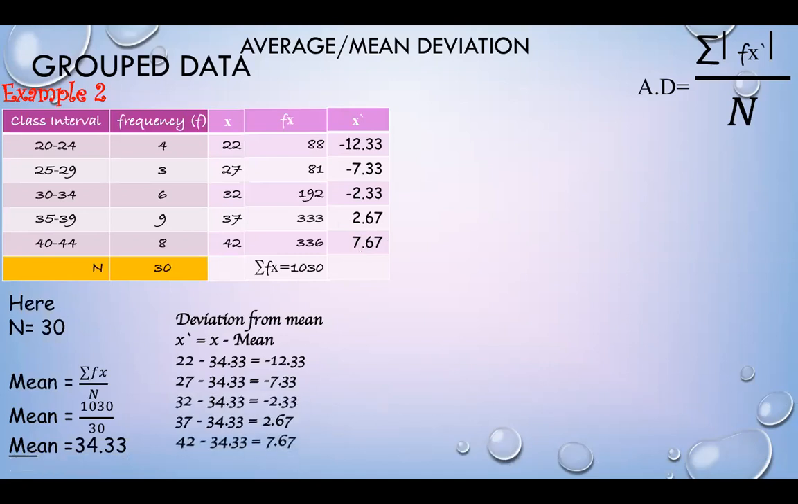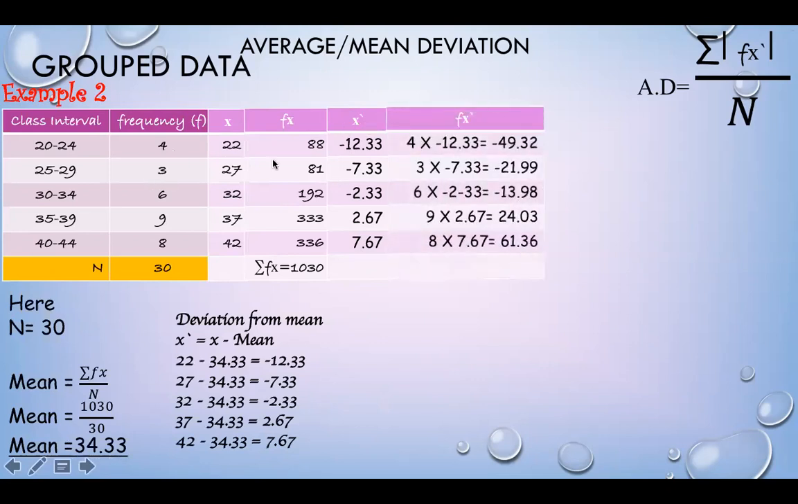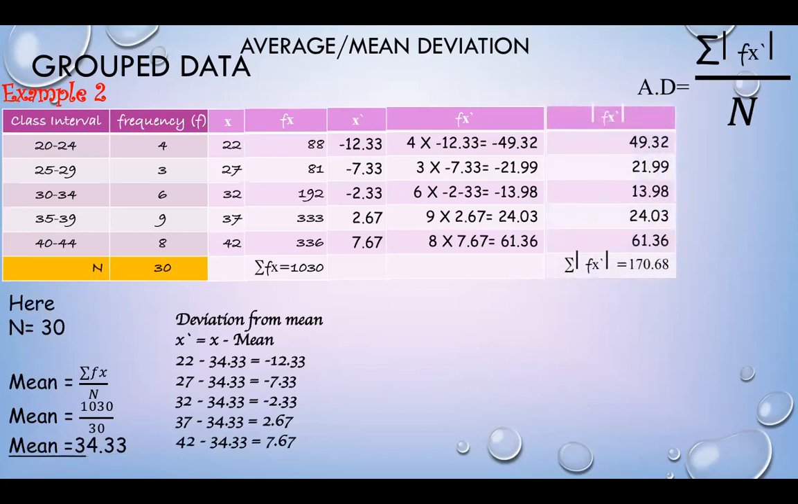Then for the formula, we have to calculate the frequency multiplied by this deviation. Here this is 4 multiplied by minus 12.33. It is only a single minus, so minus multiplied by plus is minus. If it were minus into minus, then it would be plus. Because it's a single minus, it is also minus here. So to ignore these negative signs, we write f|x'| in absolute terms. Only the values are written here, ignoring the negative signs.